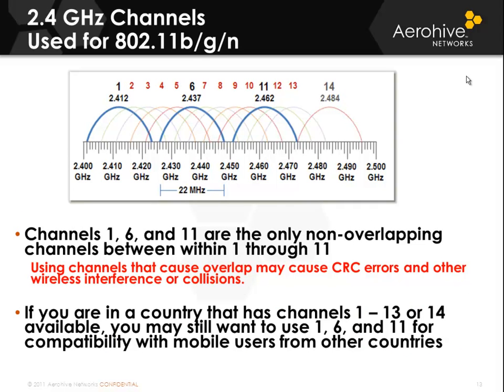The channels used in 2.4 overlap with each other. If you have 14 channels that are either 20 or 22 megahertz wide and you only have 83 megahertz of space in which to use them, obviously there will be some overlap. Channel 1's center frequency is 2.412.